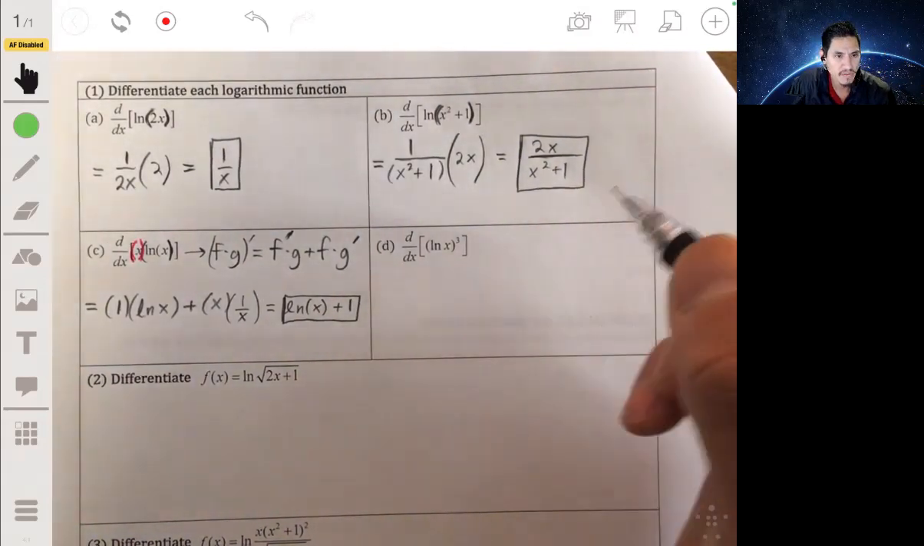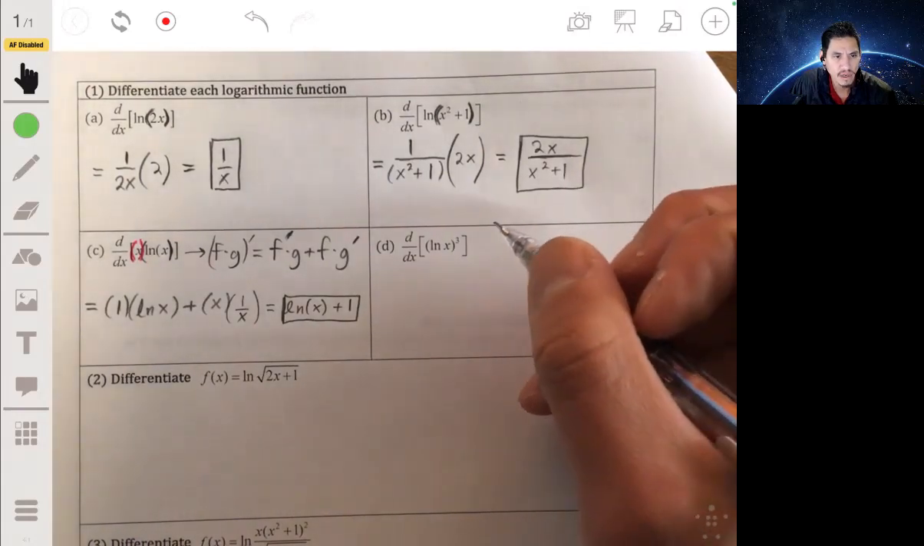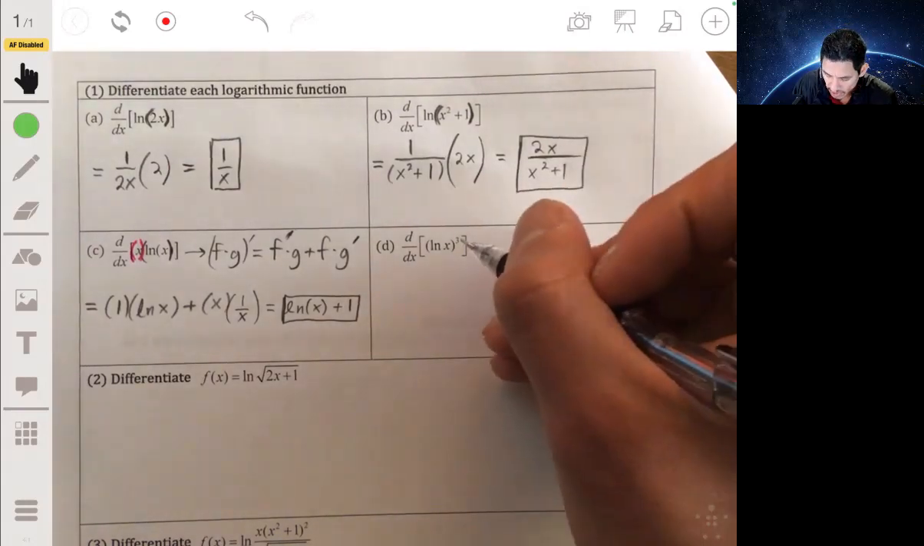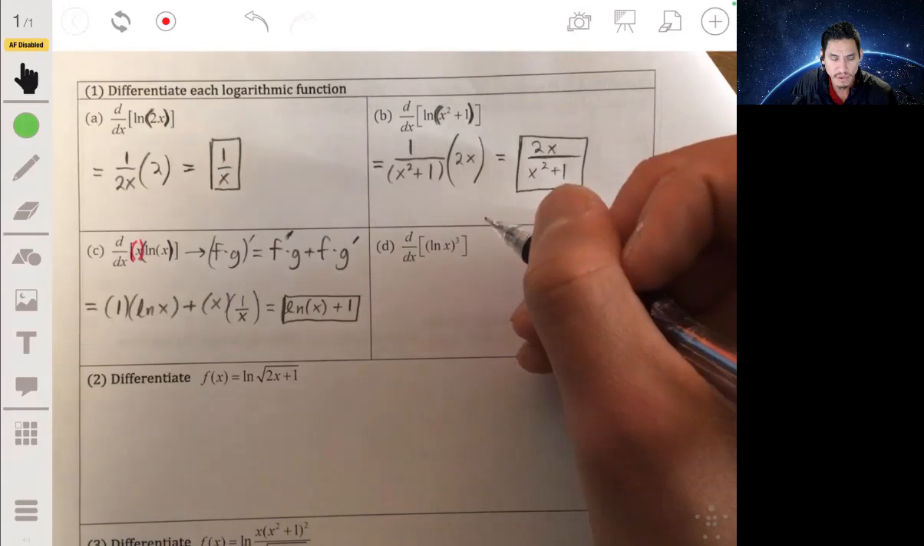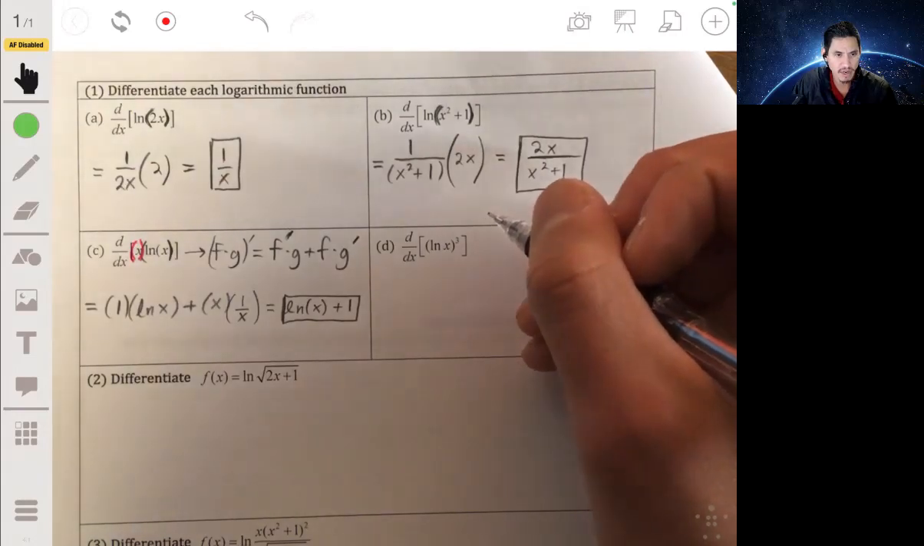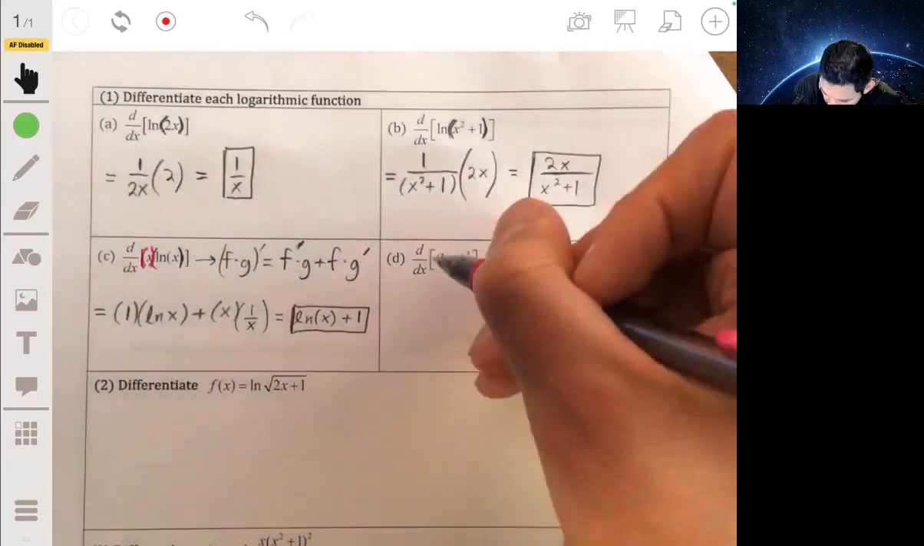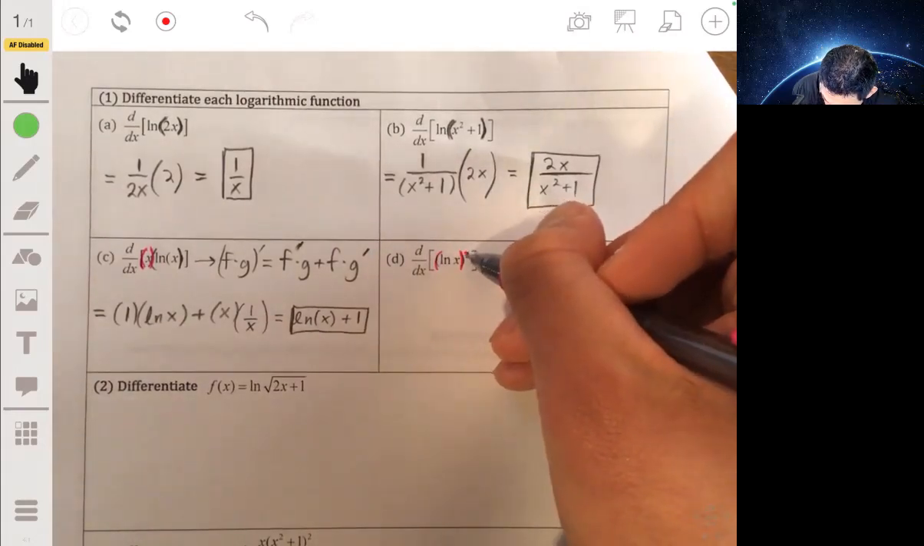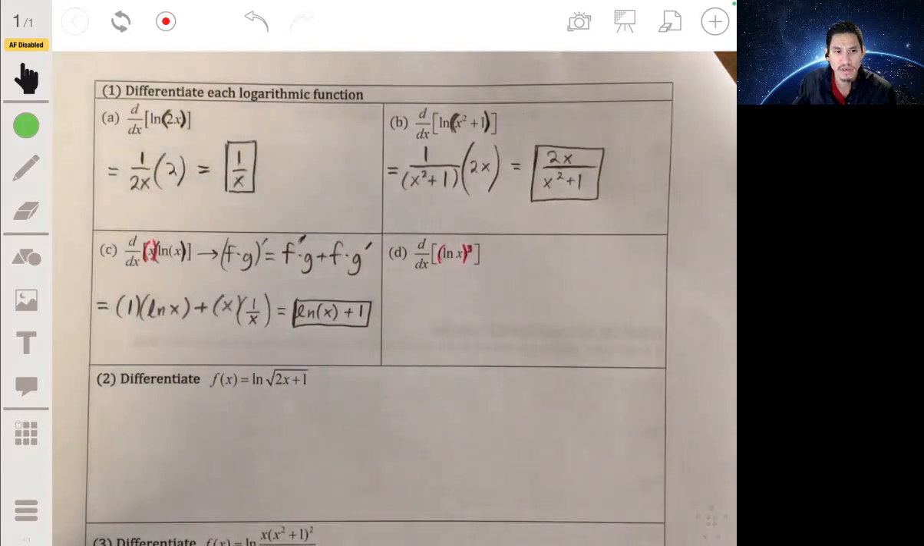All right, for D, we have the derivative of the natural log of x, all to the third power. Now, this is going to involve using the chain rule, and we're going to use the power rule because the outside function is the cube function. The outside function is that function being raised to the third power.